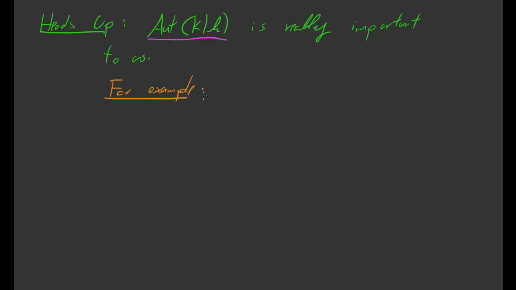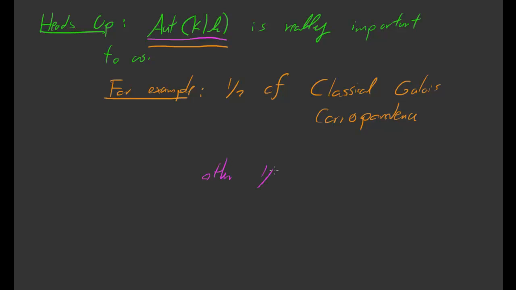For example, these guys are going to make up about half of the Galois correspondence. So remember, that's the correspondence which we're trying to define right now. That's the really important object in elementary, or classical, Galois theory. So these groups are of fundamental importance to us. Okay, so in the next video we'll be talking about the other half of the Galois correspondence, and those will be fixed fields. That's what we'll talk about next.